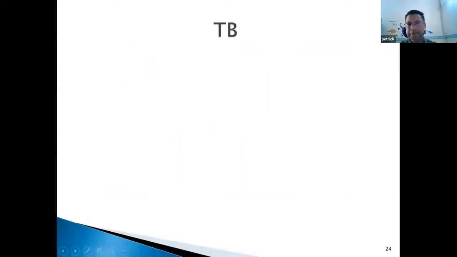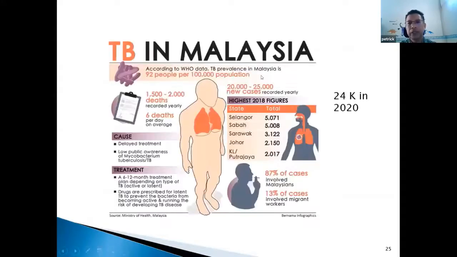Okay, and TB, I just want to show you TB in Malaysia. We still had 24,000 cases in 2020. Selangor is always the champion with 5,000, with KL at 2,000. 6 people die every day of TB. Treatment is very long, 6 months. We are a moderate-burden country, 92 per 100,000 in Malaysia. So TB, we still cannot get rid of it.